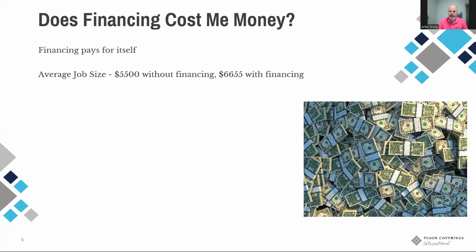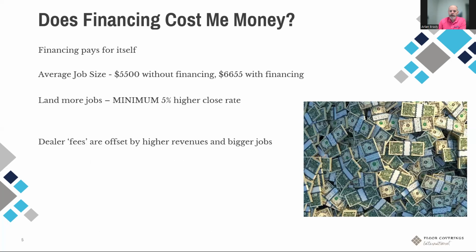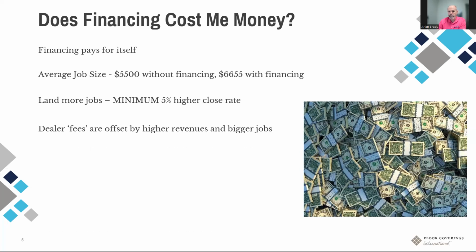Okay, there could be a lot of different factors, but when you talk to finance companies and when you talk to owners that do use financing, they will tell you that you get a bigger average job size when you offer financing because people see that they can do more with their money. You will land more jobs. You will have a minimum 5% higher close rate. And that's an extremely conservative number. I would expect that it would actually be a good bit higher than that. But you know what? I'm going to stick with just the minimum and be very conservative with this. Dealer fees are often offset by the higher revenues and the bigger jobs.